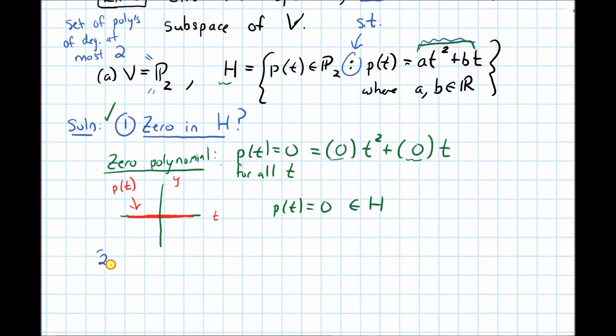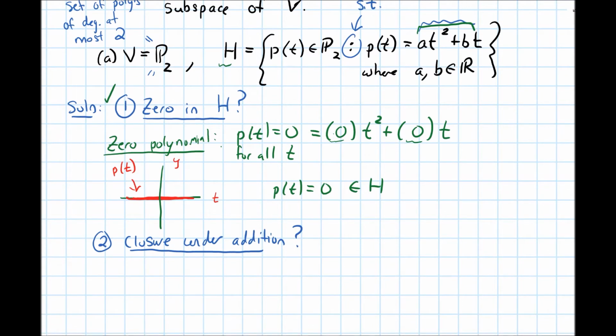So let's check now to see if we have closure under addition. Oops, sorry, I think I'm going to spell closure. Closure under addition, and I'll put a question mark after it. So let's check this. Is this set closed under addition? To check that, I need to take 2 elements in H and then add them together and see if that's still in H. So let's call these elements P of t and Q of t, because they're both polynomials.